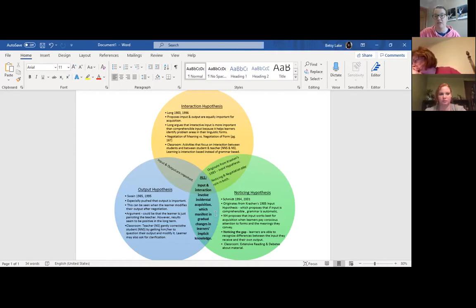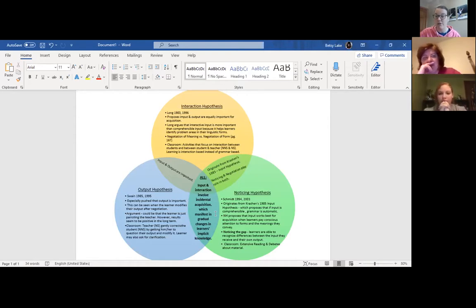How can we see the interaction hypothesis play out in the classroom? We see this in activities that focus on interaction between students and the teacher. So I also have in parentheses there, non-native speaker versus native speaker. And the learning is interaction based instead of grammar based. So we see the difference there.